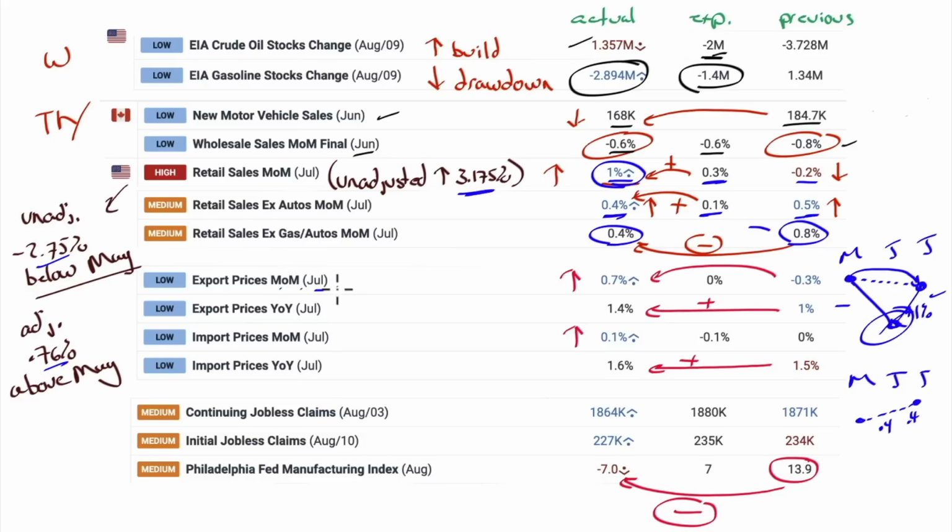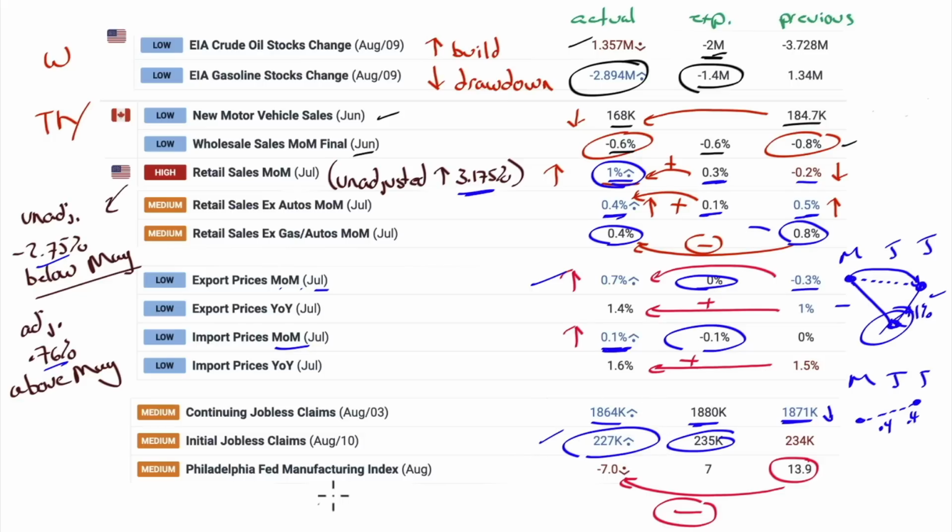Export prices month over month for July up 0.7, and the previous month was revised upwards to negative 0.3. Expectation was for 0.7. Import prices month over month up 0.1. The expectation was negative 0.1, up 0.1. Going into the labor market, continuing jobless claims came in better than expected, better than the month before, which was revised downwards as well, 1,864,000. Claims 227, expectation was for 235, so this is looking good.